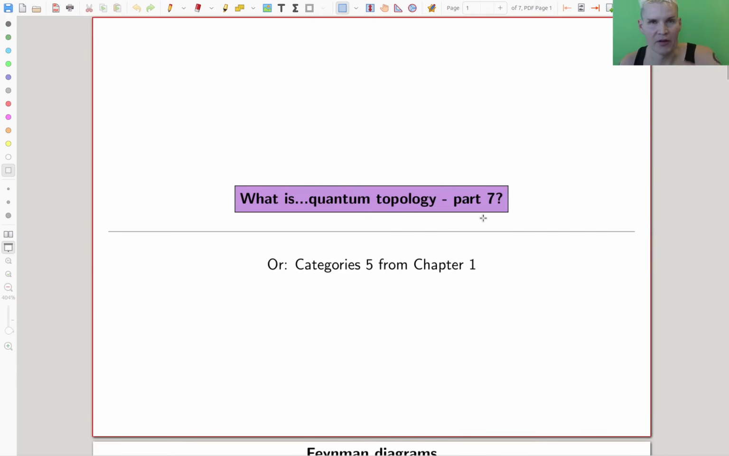Okay, welcome everyone to quantum topology, part number 7. Yeah, part number 7. I should have used red.